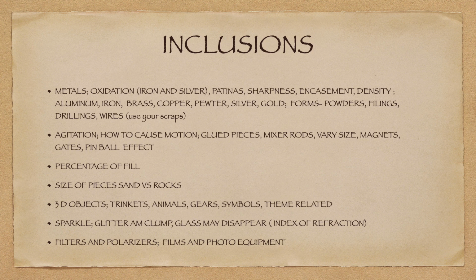3D objects may include trinkets, animals, gears for punk type of presentations, symbols that may all be theme related. Many times these are opaque materials that are best viewed with side lighting.